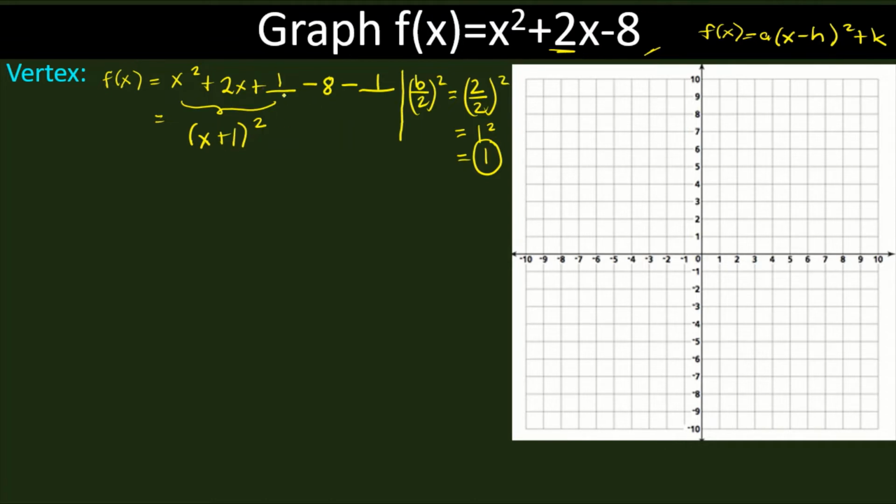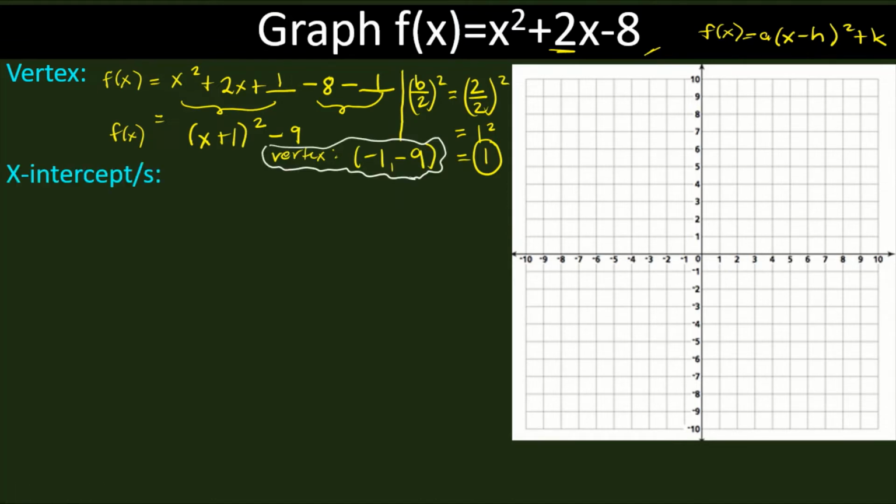Okay, and then, tapos na tayo sa first 3 terms. Yung natitirang terms ay pagsamahin natin. Negative 8 minus 1 is equal to negative 9. So, f of x is equal to the quantity x plus 1 squared minus 9. So, in here, nakuha na natin vertex form. Therefore, the vertex is negative 1, negative 9.